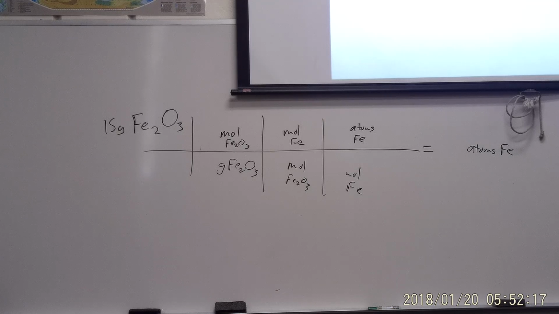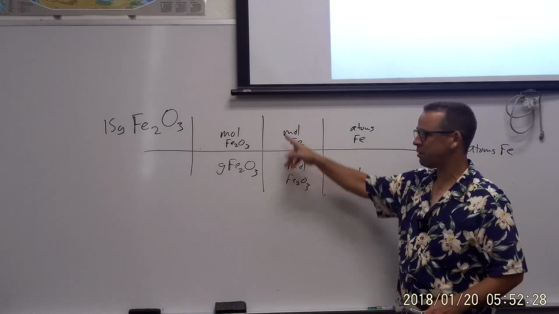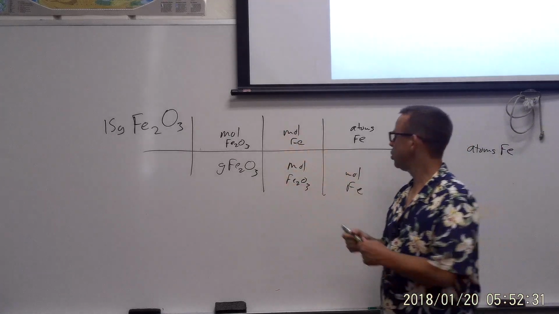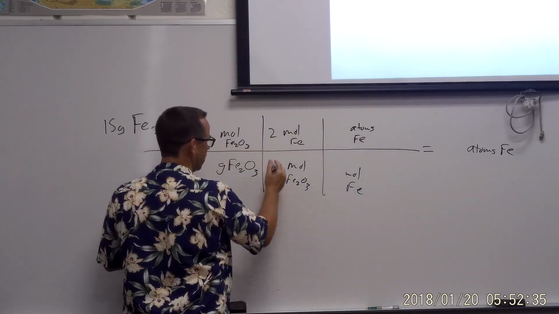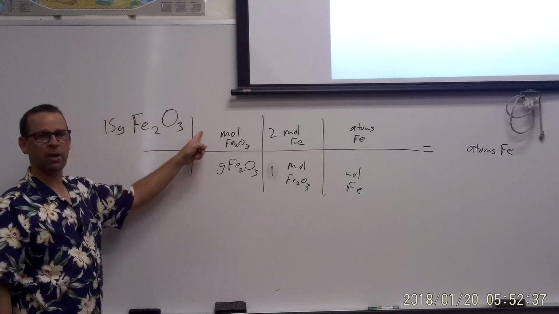That's cool. All right, so then, what are the values that go, which one's easy? Well, this one's easy right here, right? What is it right here? 2 to 1. 2 moles of iron for every mole of iron 3 oxide. How about here? What values go here?